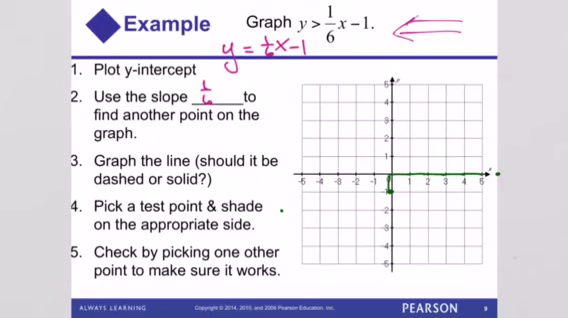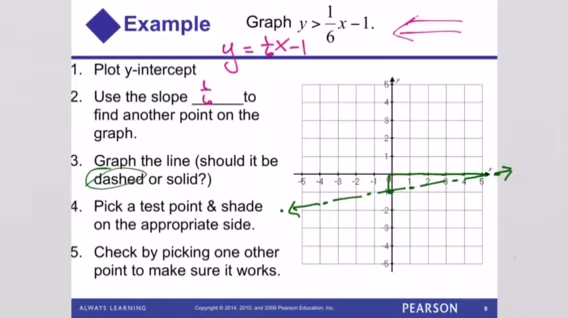This graph will be a little bit of an approximate graph since our other points are off the graph, but that's okay. So we'll draw the line, and notice this is a greater than, so it's going to be a dashed line. There approximately is our line. So we graph the line, it should be dashed because it's a greater than. Now pick a test point and shade on the appropriate side.